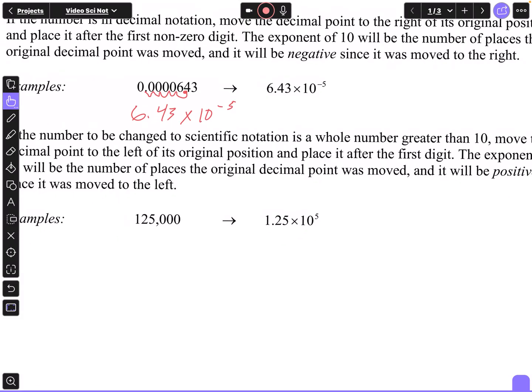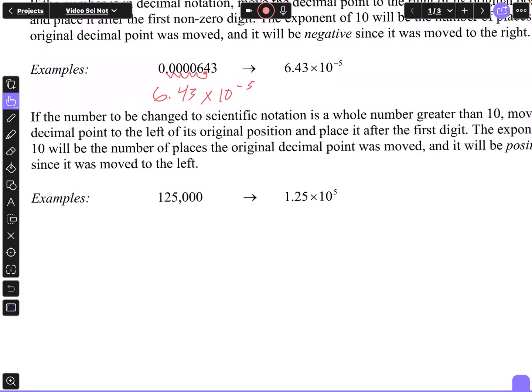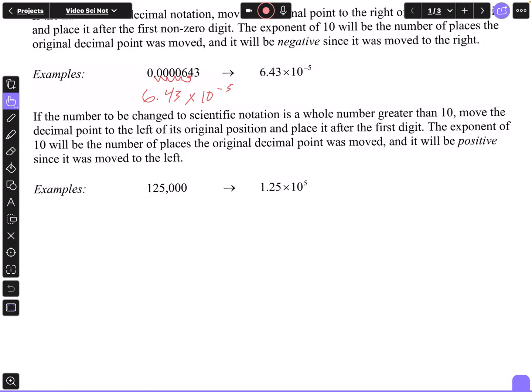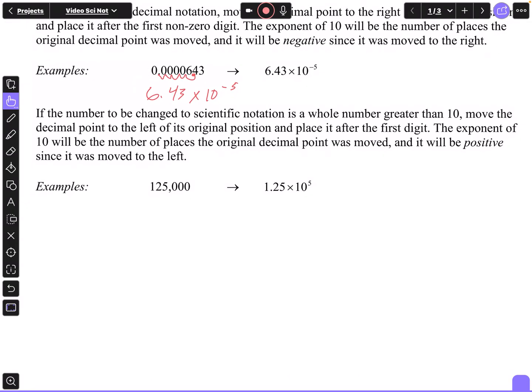Alright, another one, if the number to be changed in scientific notation is a whole number greater than 10, move the decimal point to the left of its original position and place it after the first digit. The exponent of 10 will be the number of places the original decimal point was moved, and we have positive since it was moved to the left.